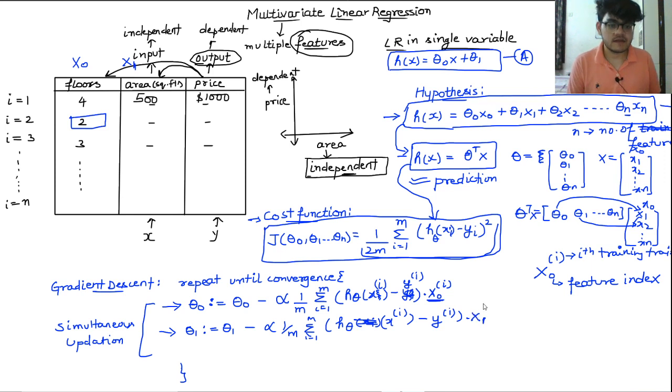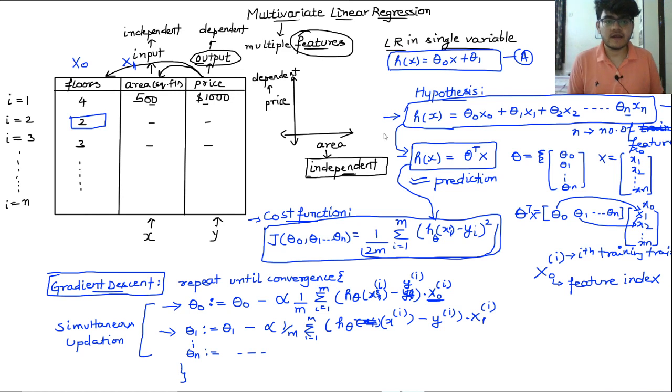x1 feature and ith training example. And similarly, we can construct it till theta n, and we can obtain the gradient descent algorithm, and it will repeat until convergence. That's all we need to know. So that's all in multivariate linear regression. We don't need to actually do anything, just we will have done some tweaking inside the hypothesis function, and we have just put it inside the cost function and the gradient descent.